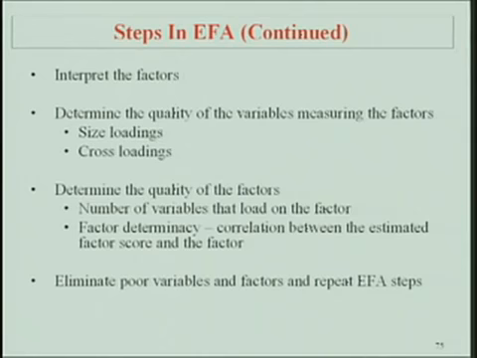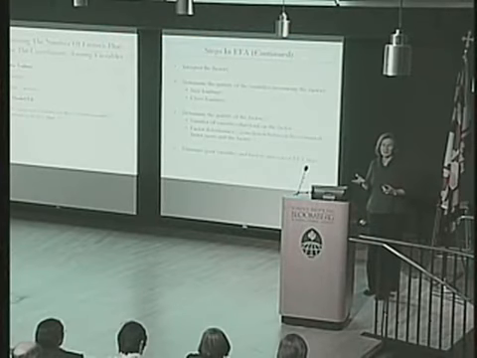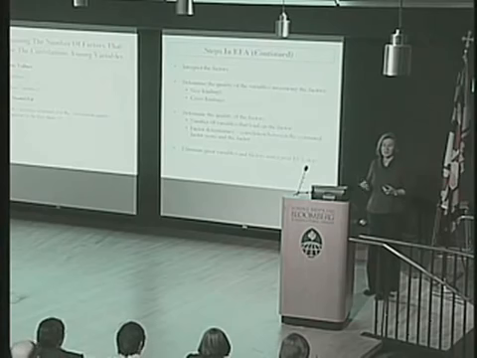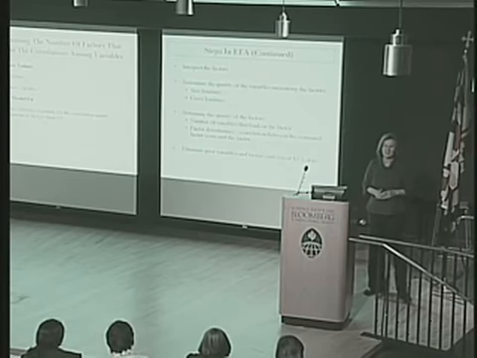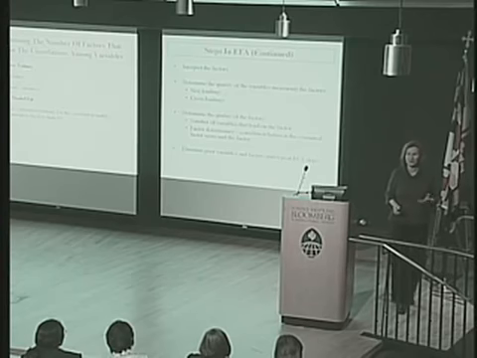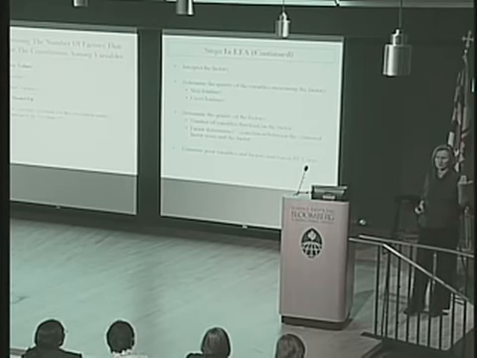So the quality of the factor, we look at the number of variables that load on the factor. We look at the factor determinacy, which Bengt mentioned earlier, the correlation between the estimated factor score and the factor. Now, as a part of an EFA, you may find it necessary to eliminate variables that just aren't working well at all, or rewrite them in the framework that Bengt talked about, doing a small pilot study first.